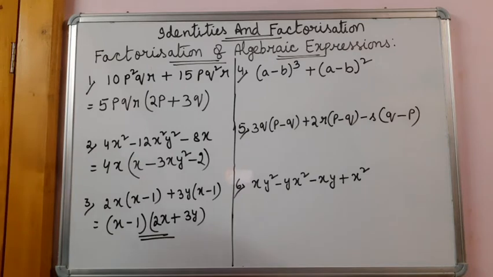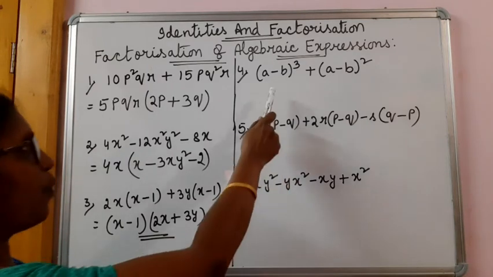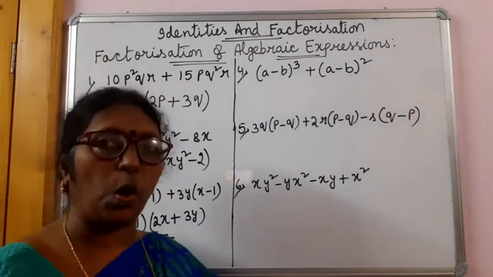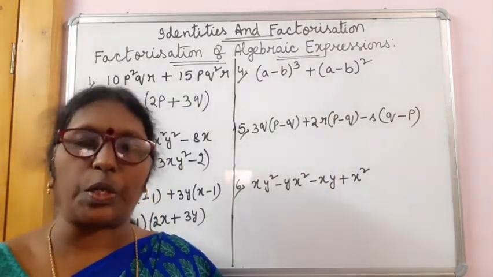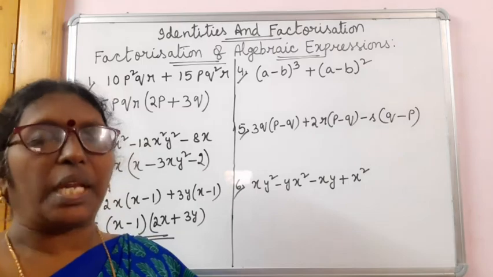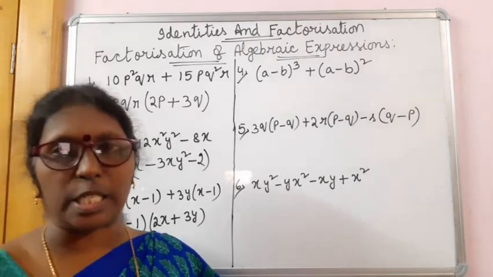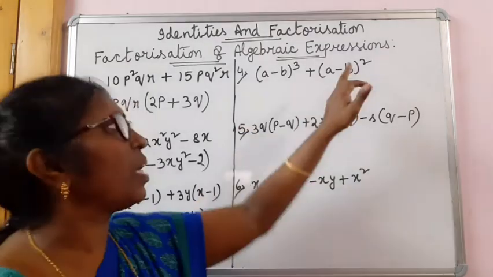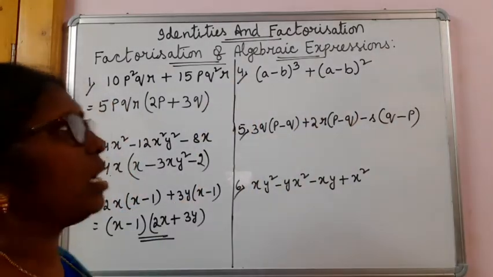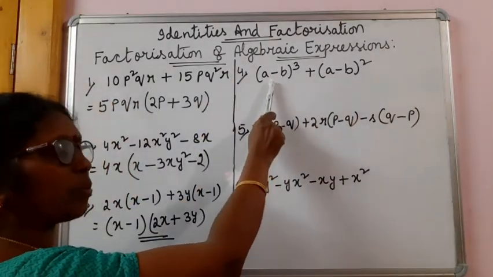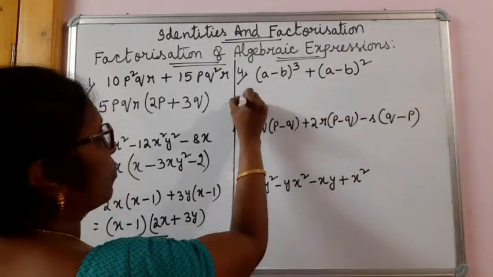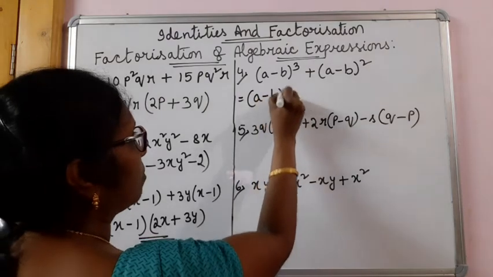Very simple. Now the fourth one, a minus b whole cube plus a minus b whole square. a minus b whole cube means a minus b into a minus b into a minus b, that means a minus b whole square into a minus b. Here a minus b whole square is there. That means here a minus b 3 times is there, here 2 times. So the common factor is a minus b whole square.